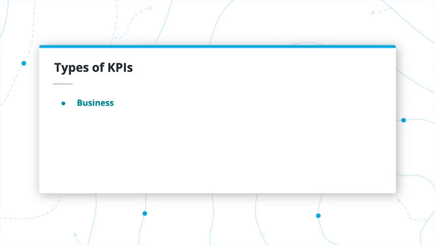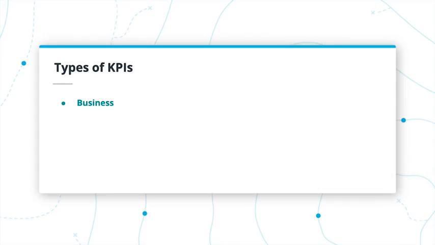So let's talk about KPIs, or key performance indicators. KPIs measure the performance of your product. They help you to understand how well your product is working or isn't working, as well as how changes that you're making to your product move the needle.